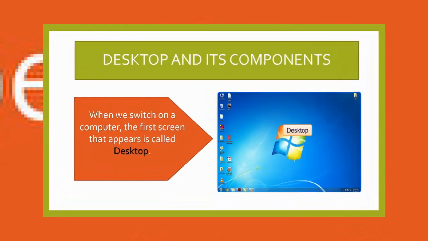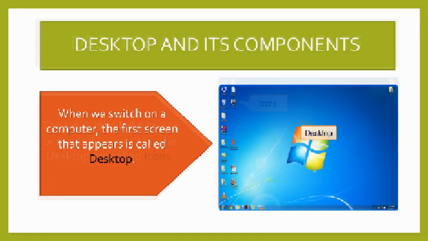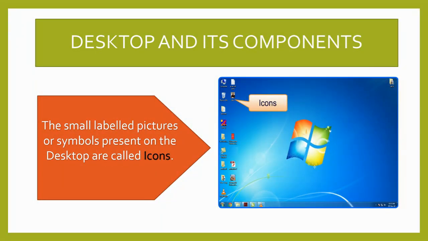Now, let's understand about desktop and its components. When we switch on a computer, Windows starts automatically. The first screen which appears with labeled icons on it is called desktop. Let us see the components now. First is icons. The small labeled pictures or symbols represented on the desktop are called icons. These icons are used to open specific programs or documents.